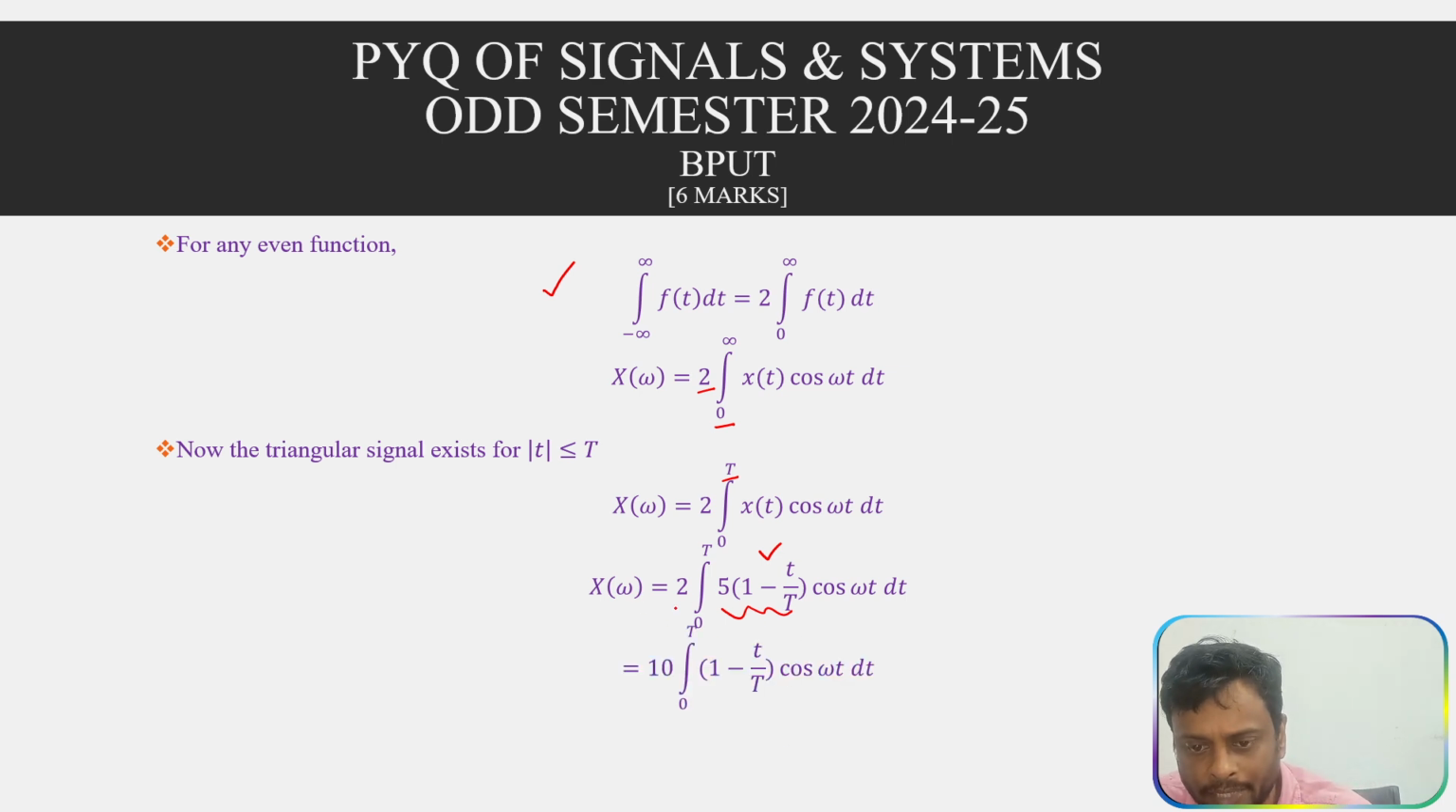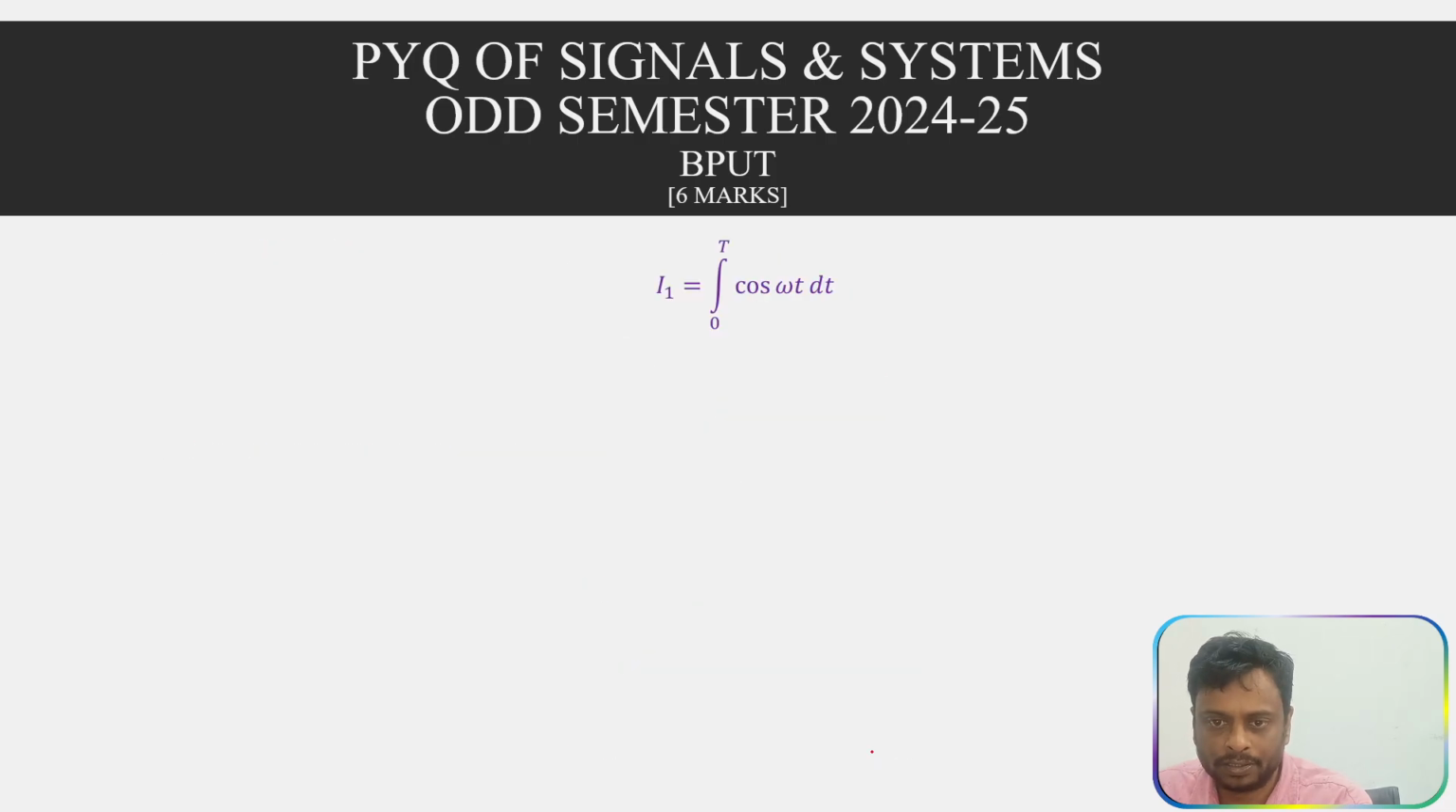Then you can integrate. So 5 into 2 equal to 10. So integral of 1 minus t by T, cos omega t dt. So this is the cos omega t dt into 1 upon T kept outside. So it is t into cos omega t. So this first integral is your I1, that is sin omega t by omega. So 0 to T you can put over here, this t replaced by capital T. Second integral equal to this one.